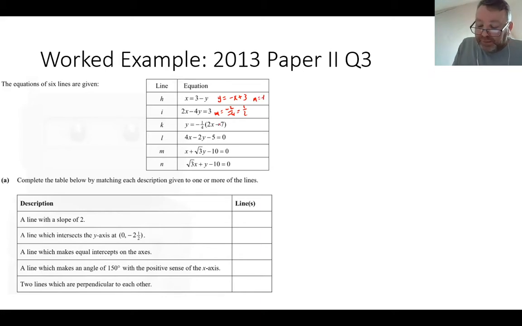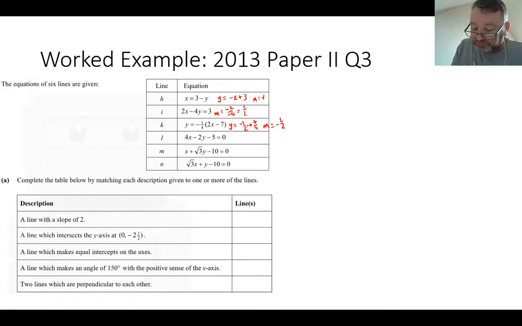Okay, the next one, I would actually multiply out the brackets. So y is equal to minus a quarter of 2 is minus a half, because don't forget a half of 2 is 1 and a half of 1 is minus a half. So that's minus a half, and then you have plus 7 over 4. So in that case there, the slope is going to be minus a half.